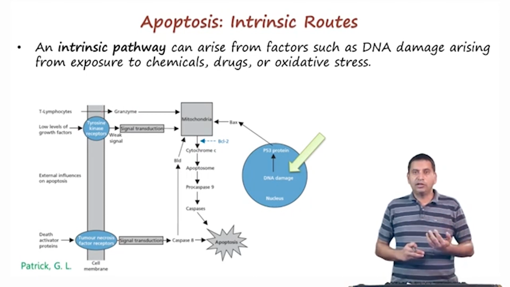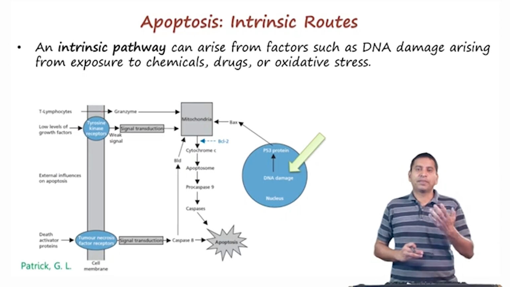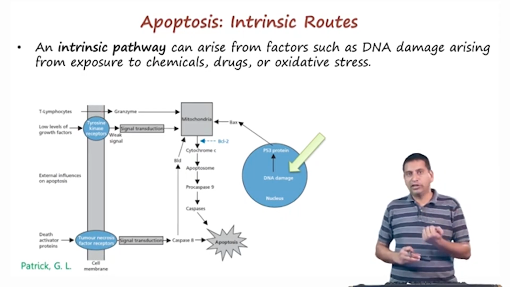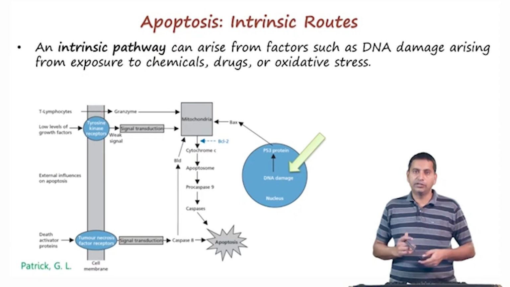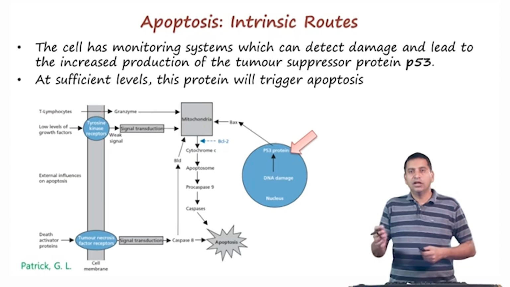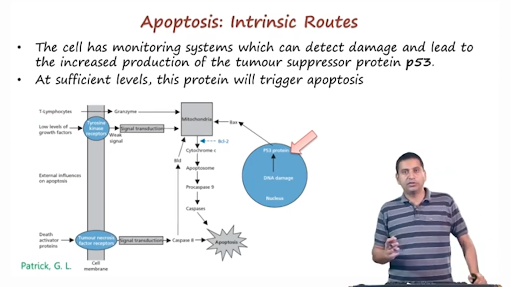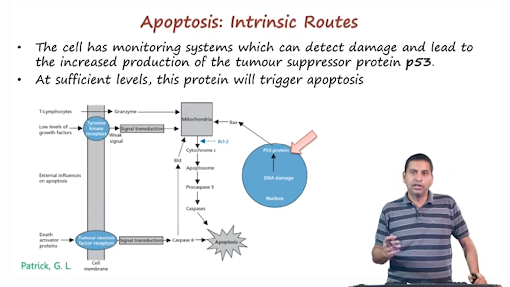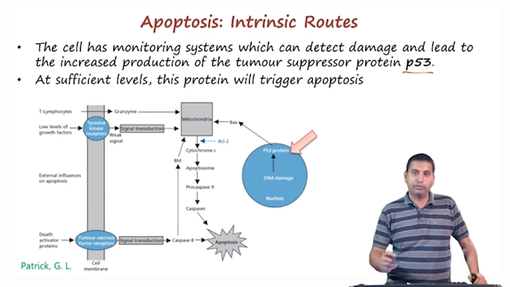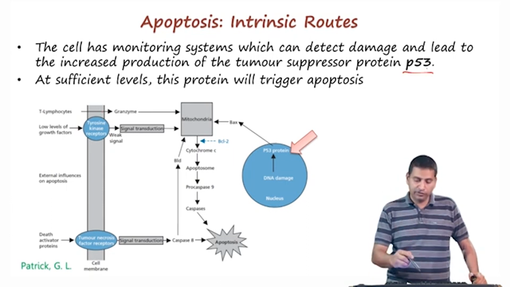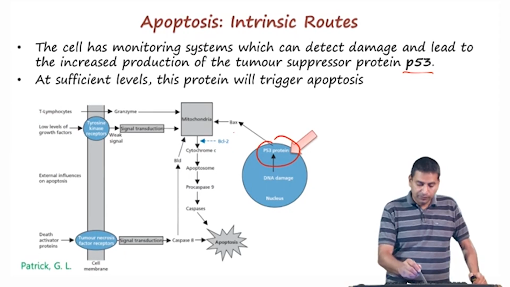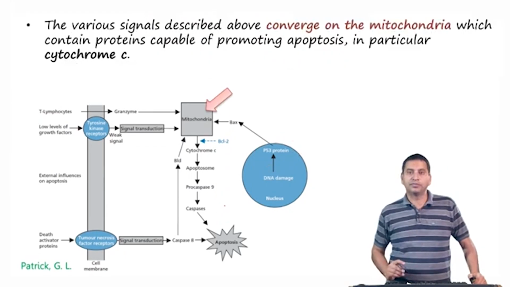One intrinsic pathway is due to DNA damage. As we have already discussed, genome integrity is really important, and once the DNA is damaged because of chemicals or drugs or oxidative stress, you need to trigger apoptosis. So, the cell monitors the integrity of the genome, and once it detects damage, it leads to an increased production of the tumor suppressor protein p53. At sufficient levels, p53 will actually trigger apoptosis.